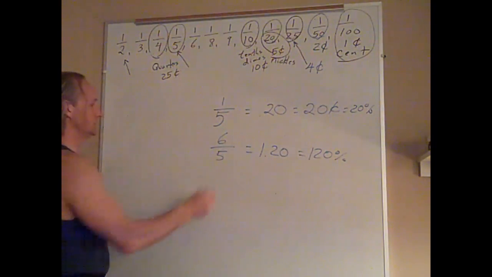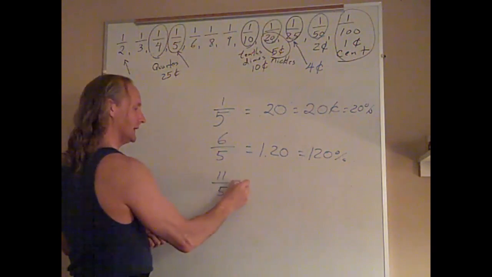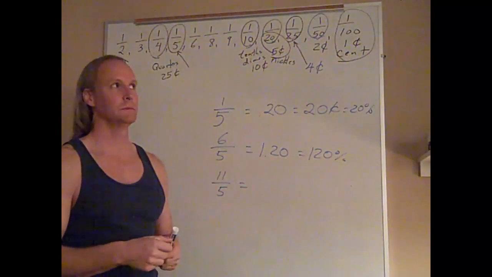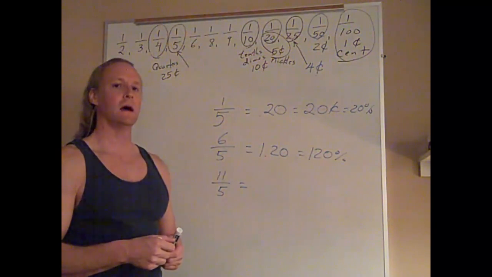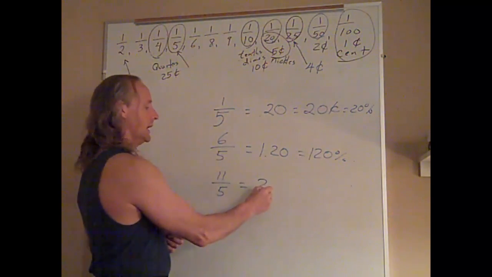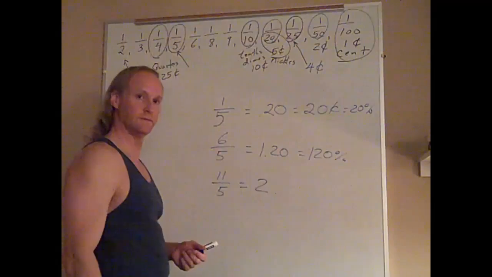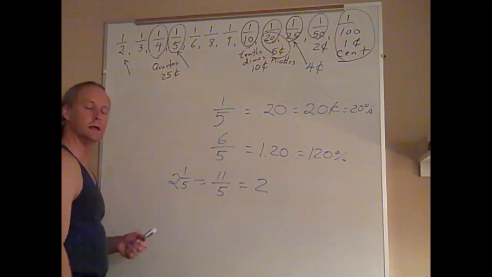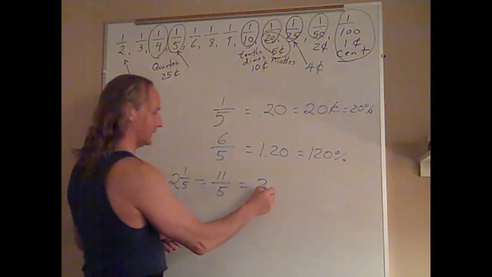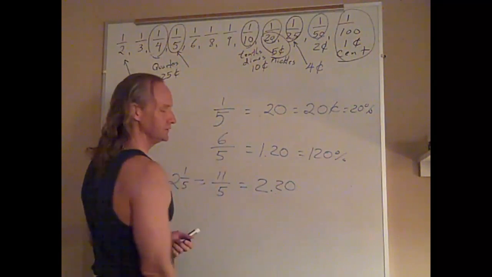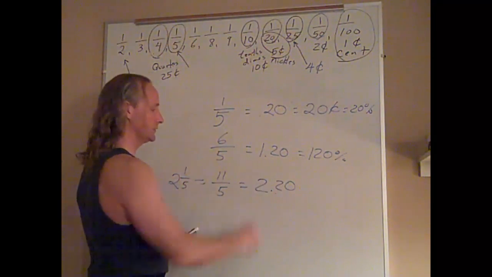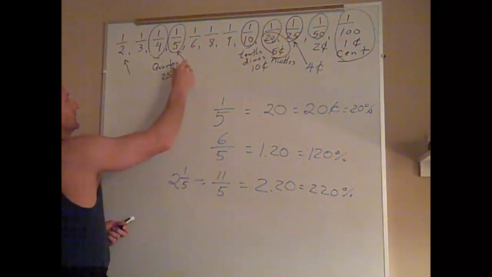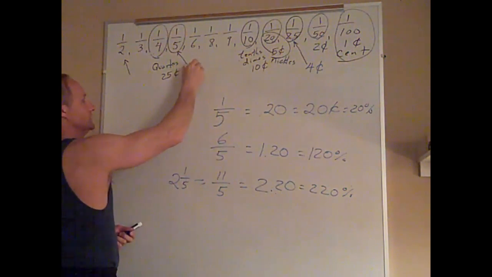One last one. Let's do 11 fifths. Looks a little scary. It's not that bad though. You see, 5 goes into 11 2 times, so I have 2, and I've got a fifth left. 2 and 1/5. And again, change that to a mixed number. If you ever happen to see 2 and 1/5, realize that you're looking at 2.20, $2.20, or 220 hundredths. That is 220%.